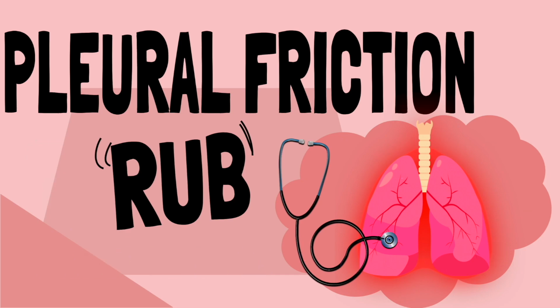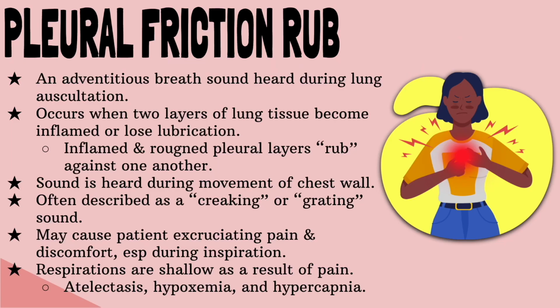So let's get started. Let's start by discussing what pleural friction rub is. As you may know, the lungs have two layers, the visceral layer and the parietal layer. When these two layers of the lungs become inflamed or lose lubrication, these layers become roughened and begin to rub against one another, causing something known as pleural friction rub. You can hear this sound with your stethoscope during movement of the chest wall. The sound of pleural friction rub is often described as a creaking or grating noise. Some people have also described it as the sound of walking on fresh snow.